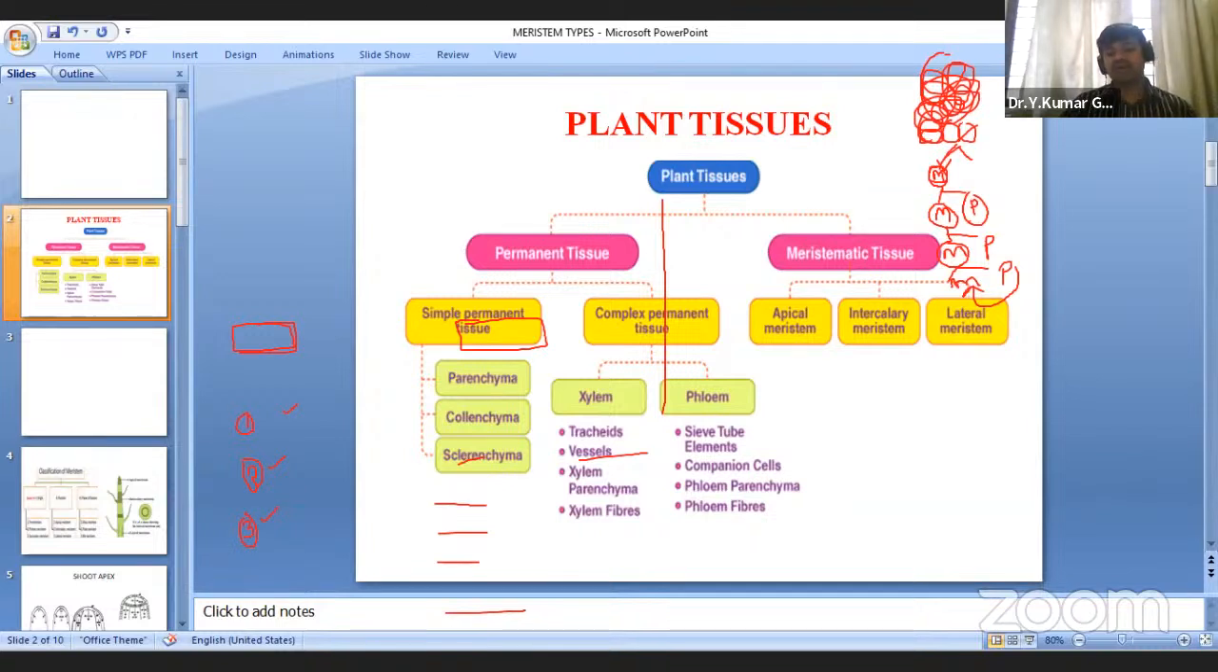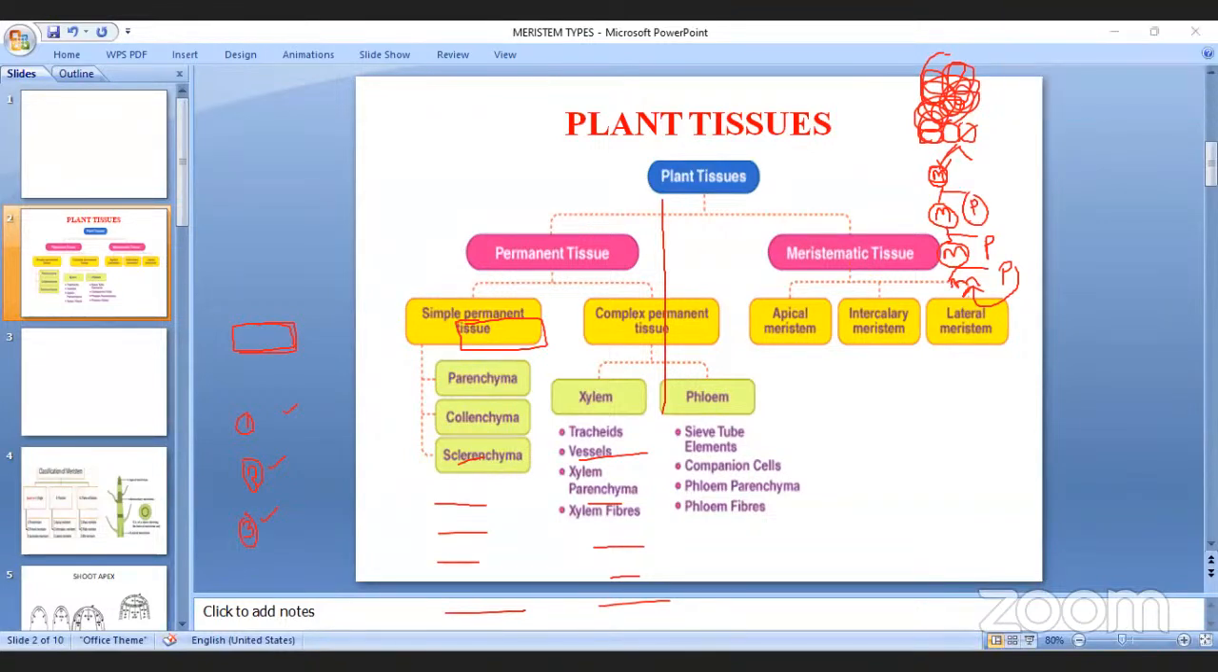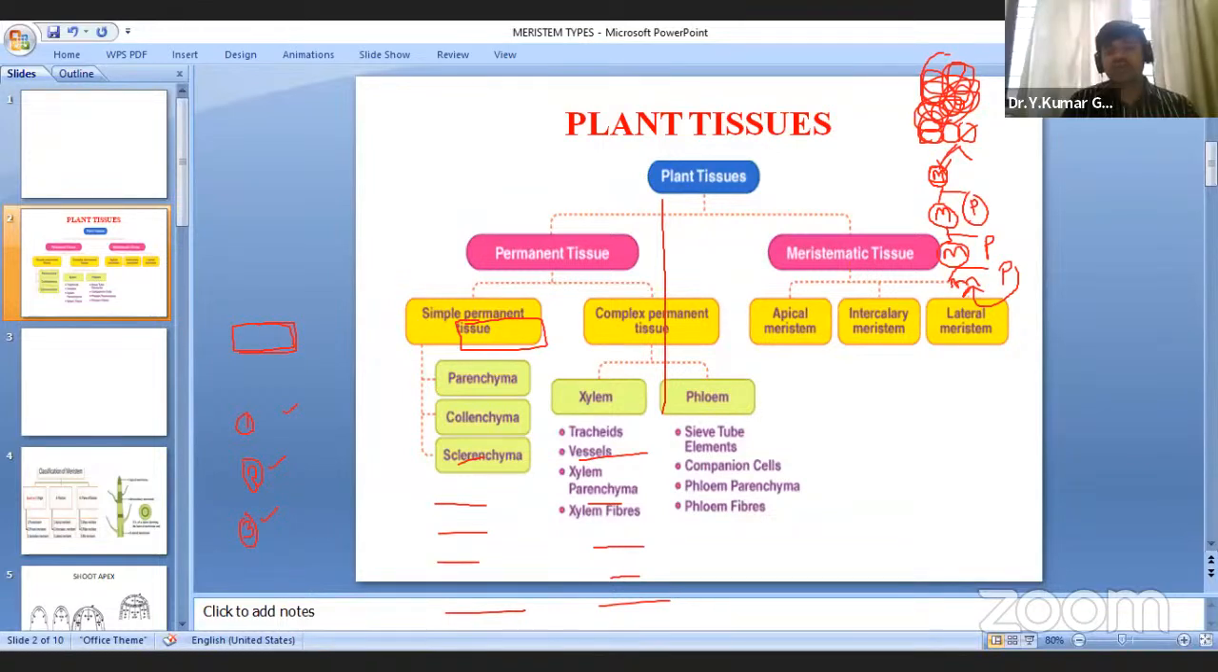In a similar way, phloem has sieve tube elements, companion cells, phloem parenchyma, phloem fibers. Is it clear? Clear, sir. Right. Now let's discuss one by one.